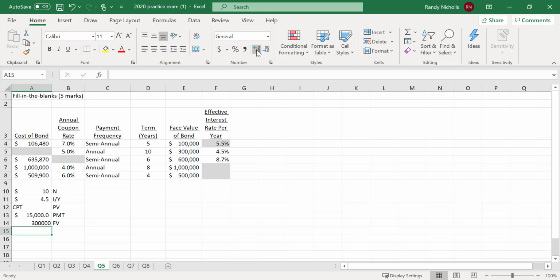Okay, again, don't forget to clear your calculator. It's the second function and then the future value button where it says clear TVM. So I got, oops, 10 is N, 4.5 is IY, 15,000 is my payment, 300,000 is my future value, and I'm going to compute the PV. I'm going to get 311,869.